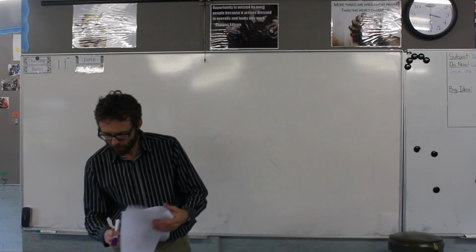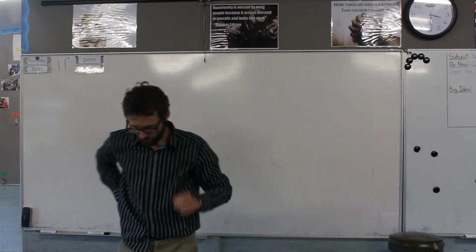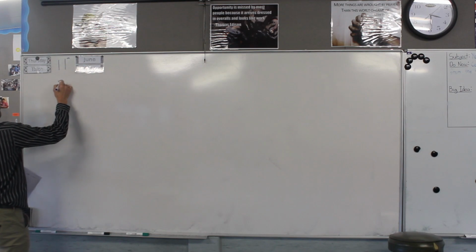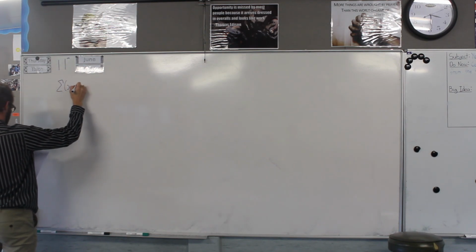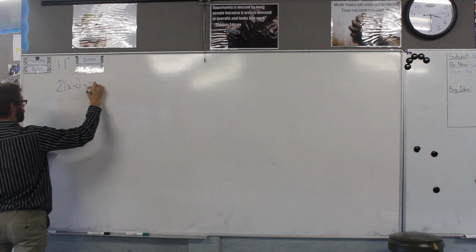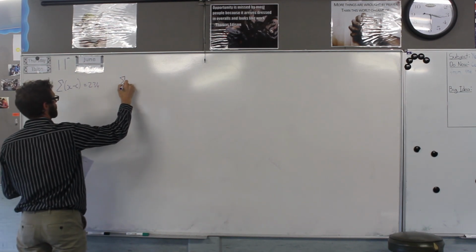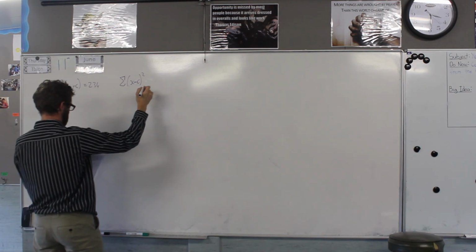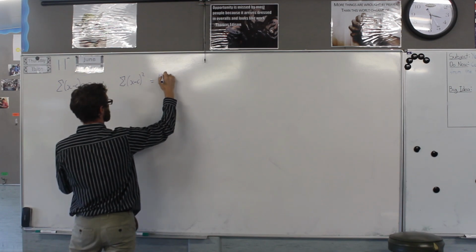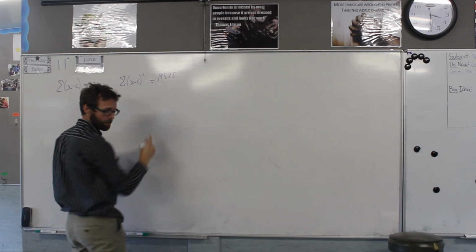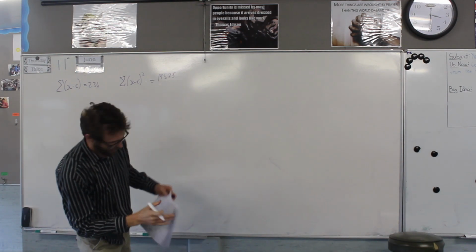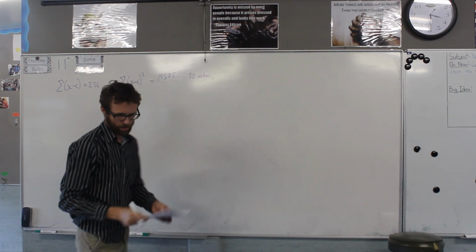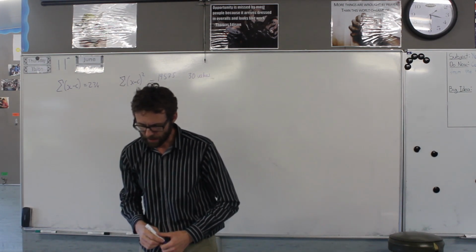So what have we got? A summary of 30 values of x gave the following information. We have the sum of (x minus c) is equal to 234, and the sum of (x minus c) all squared is equal to 1957.5, is that right? And we have 30 values of information, and c is a constant.